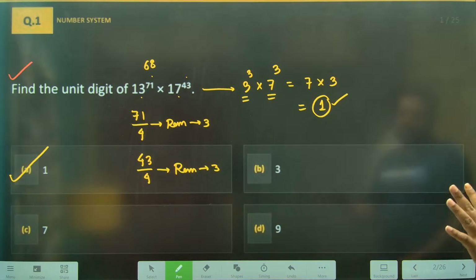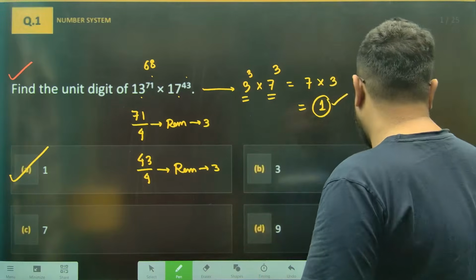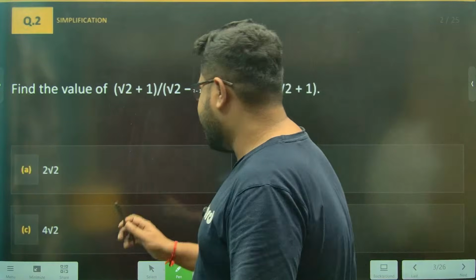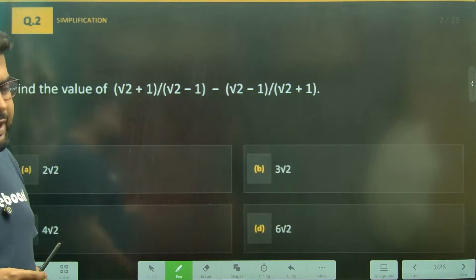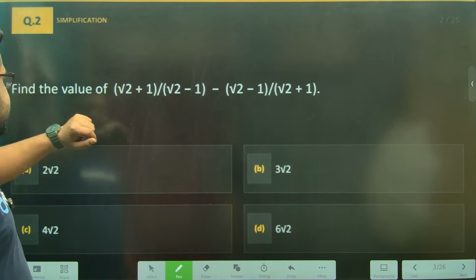Now, here, let me just tell you, one or two questions might have some mistaken options. But again, I have cross-checked, and I don't think so. Next one.